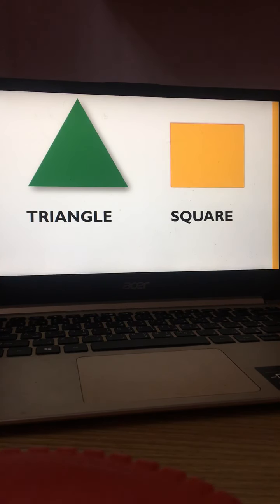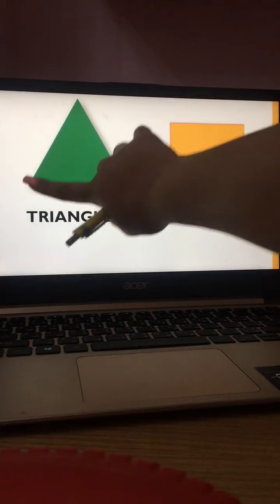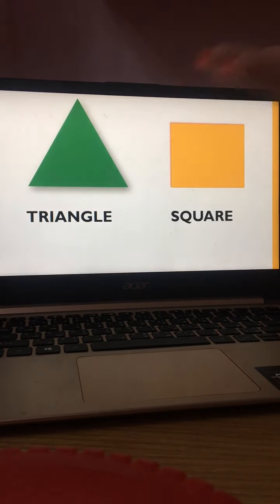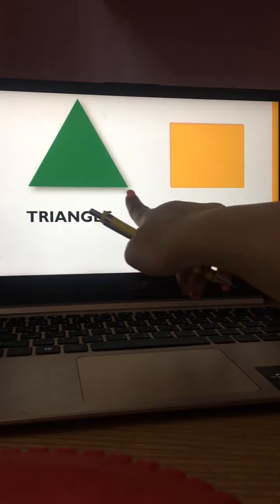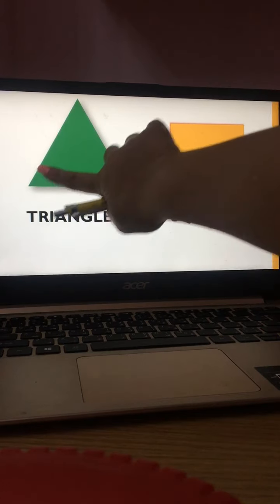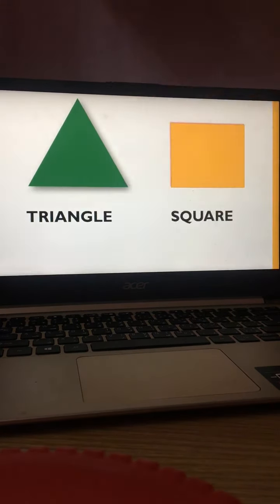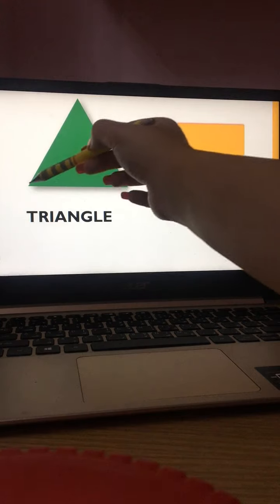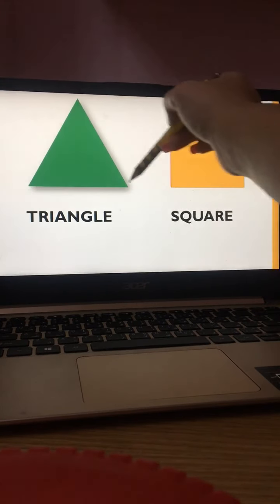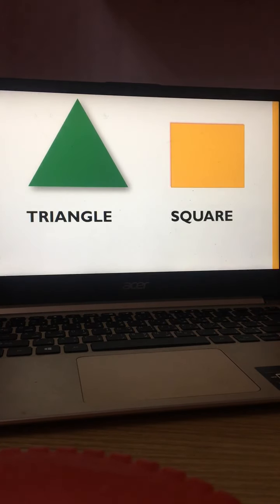Remember that 2D shapes have two measurements. This is the length of a triangle. And what is the width? This is the width of the triangle. So the side is the length, and this is the width. If I want to measure the triangle, this is the length and this is the width of the triangle. Now we're done with the first 2D shape.